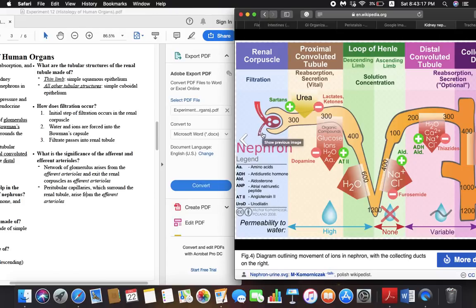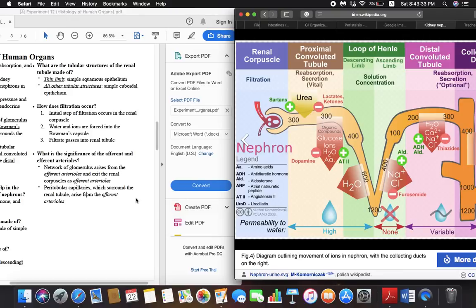If you might remember from the nerves that we talked about in the animal tissue lab, afferent means coming towards and efferent means going away from. So afferent, they're coming towards the corpuscle. Efferent, they're leaving the corpuscle, going away from.